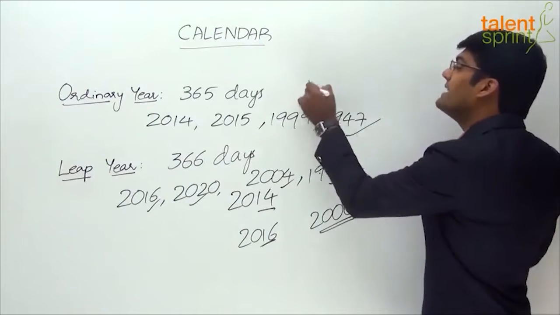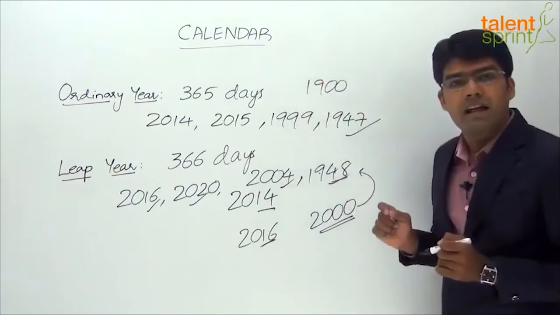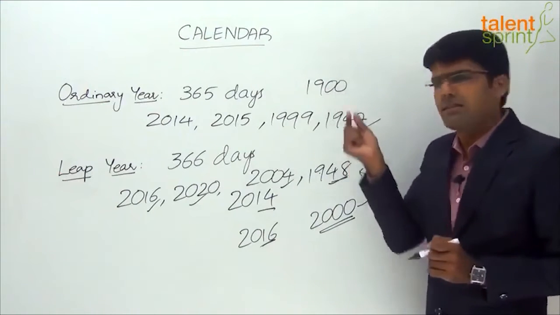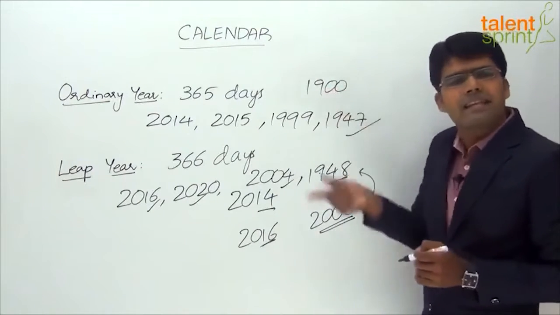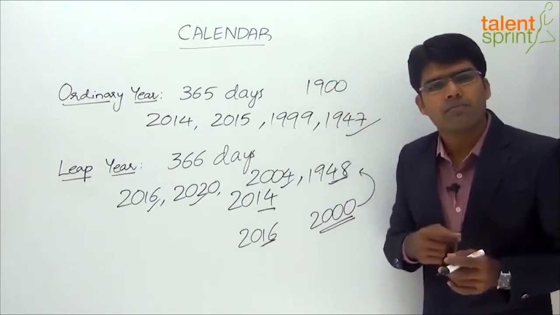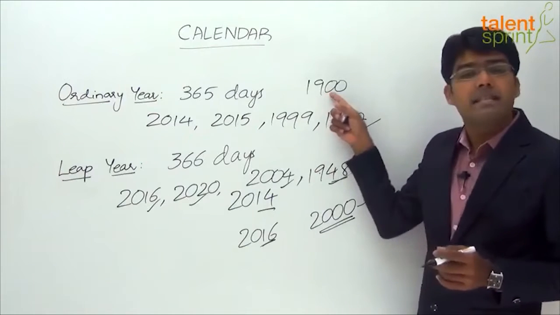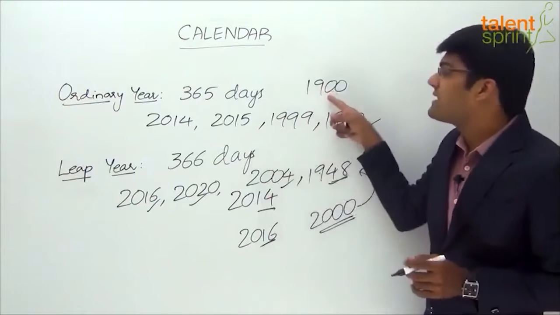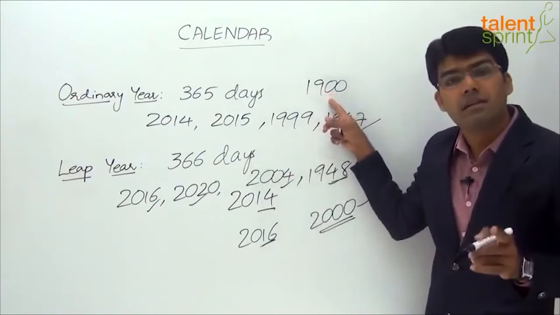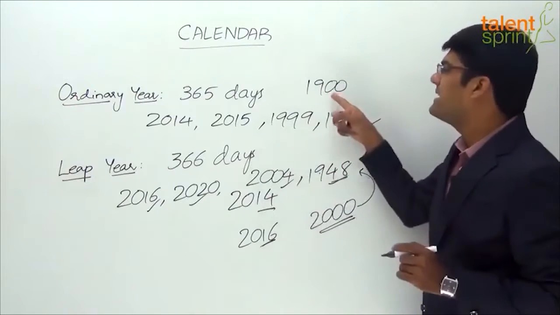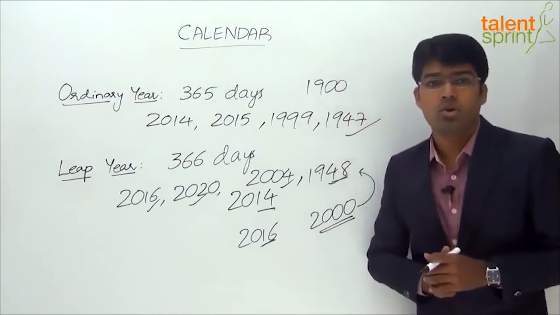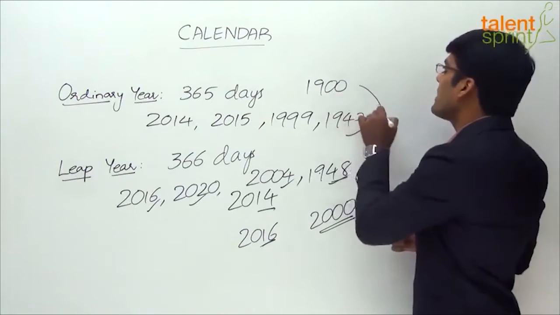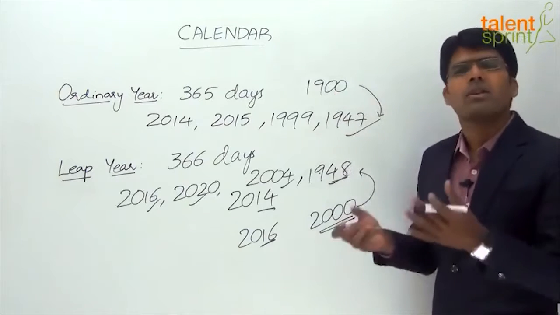Whereas if you look at 1900, it is a century year. Now here if you go by the logic of the last two digits, that is 2 zeros, you know that 1900 is divisible by 4. Right? So if 1900 is divisible by 4, we cannot say that it is a leap year. Because it is a century year, we have to check the divisibility by 400. Now is 1900 divisible by 400? No, 1900 is not exactly divisible by 400. So 1900 becomes a part of the ordinary years, or non-leap years.